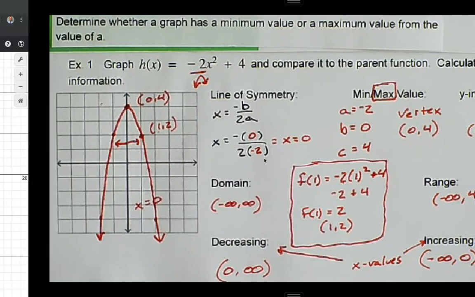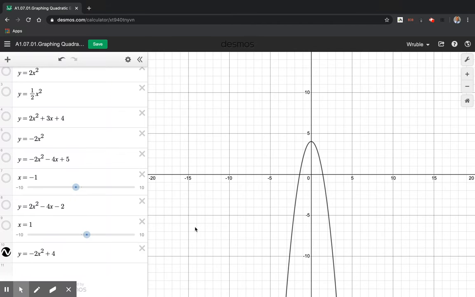And then we can take a look at a graph. We have a graph right here. The point that we calculated was (0, 4). We also calculated a point of (1, 2). And we calculated a point of (2, -4), which is right there.